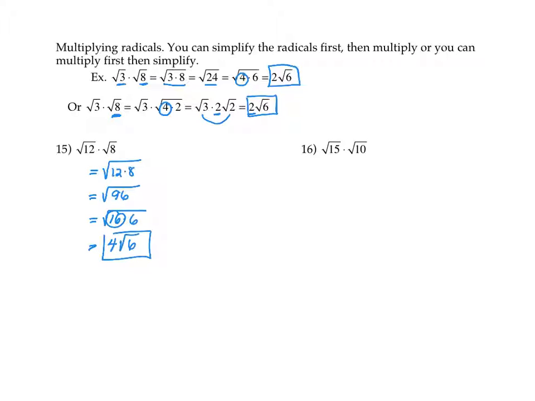And number 16, we have the square root of 15 times 10. So we're going to take 15 times 10. We get the square root of 150. And notice that 150 is divisible by 25. So 25 goes into 150 6 times. So the square root of 25 gives us 5. We have a 6 left inside.